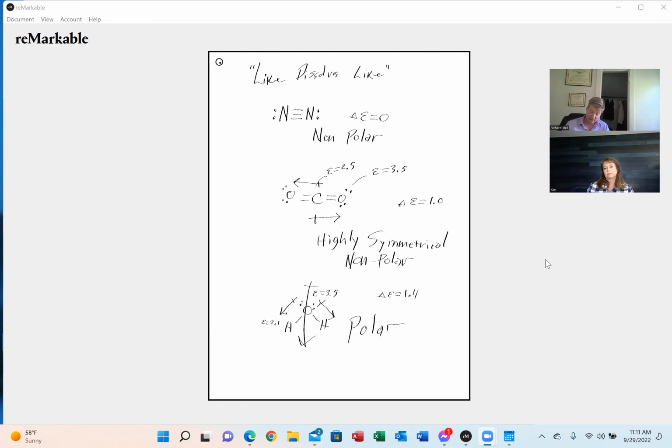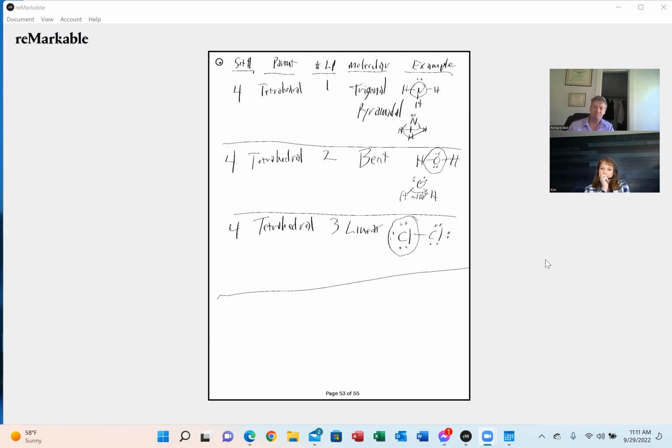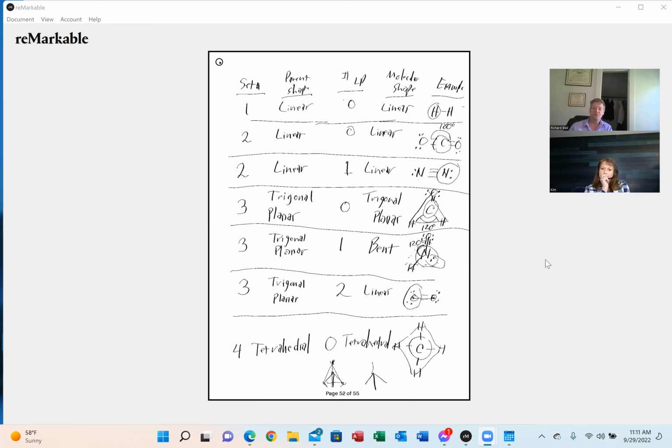But the question is, what is highly symmetrical? What shapes are highly symmetrical? Let's go back to our table. Here are our highly symmetrical shapes. Not all linear shapes are highly symmetrical.